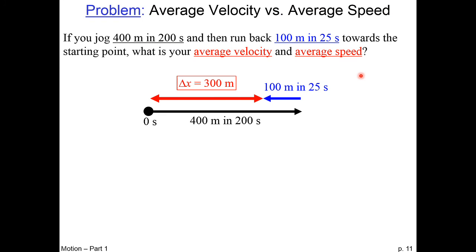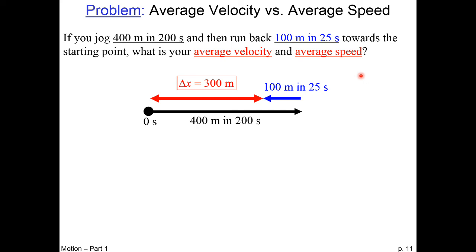Okay, so now we have a short problem to do. We have jogged to the right 400 meters in 200 seconds, and then we jog back to the left 100 meters in 25 seconds. So we want to know what is our average velocity and what is our average speed. So in the first part, we run 400 meters to the right in 200 seconds. So the average velocity in that first portion is 400 meters divided by 200 seconds, which is 2 meters per second. Since we are moving to the right, it's positive.